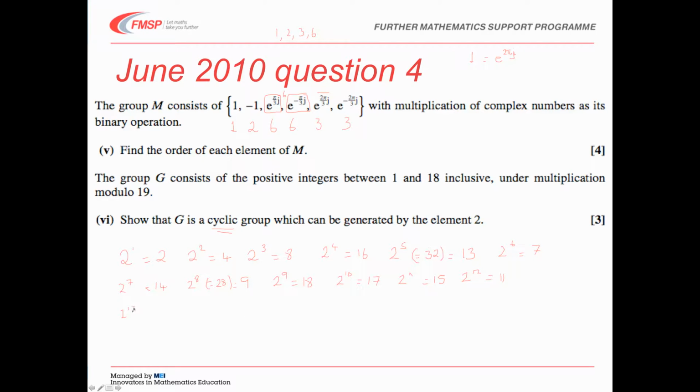So there's quite a lot of these to work out, and this is all they wanted you to do to show it generates the group. They're not asking you to show closure separately, because you get all the elements of the group. You've shown you generate it. You know that you've got associativity because it's multiplication. It's pretty obvious what the identity is. And so this is what they're asking you to do. So 2 has got order 18. It's the first time that you get to the identity element, and therefore it generates the group.